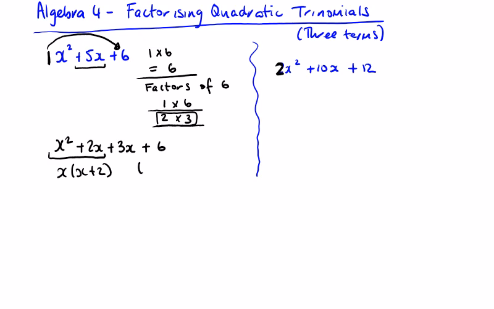And then we know the second bracket's going to be the same from Algebra 3. And this number here, plus 3, should work for us. It does give us 3x plus 6. It does. So we have an x and a plus 3, both by x plus 2. So we have factorized a quadratic trinomial.